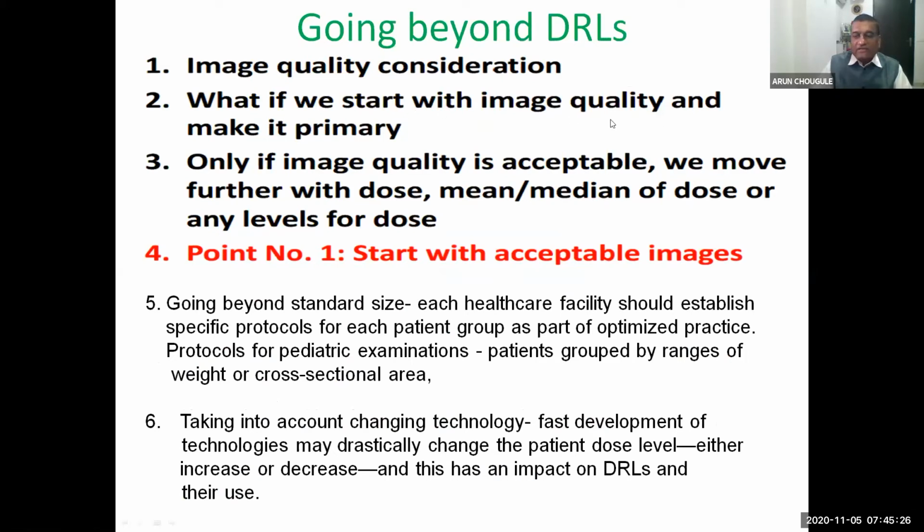What if we start with image quality and make it a priority? Only if image quality is acceptable do we move further with the dose, mean, median dose, or any level for the dose. And you have to go beyond standard size.